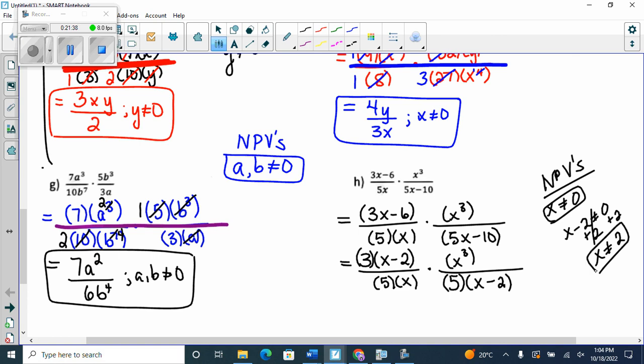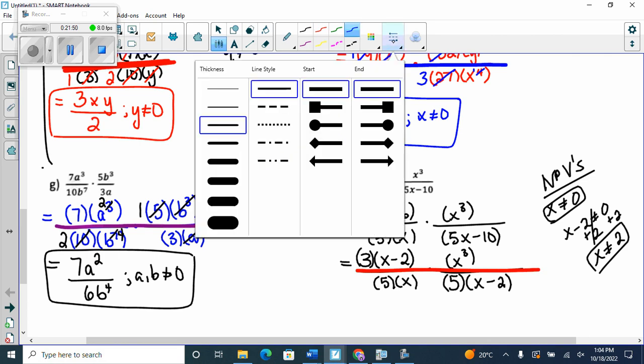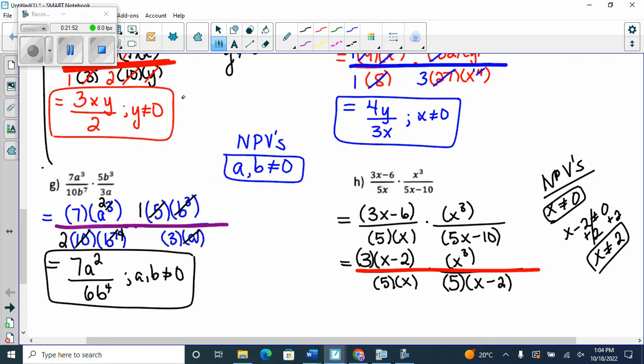So my first step is monomials go in brackets. Binomials are GCF or difference of squares. Second step, NPVs. Third step, full numerator over full denominator. And then see if I can cancel anything off. So, the x minus 2's matched. They can go away. This x can take off one of these x's, so I'm going to end up with an x squared. What about the 3 and the 5 and the 5?